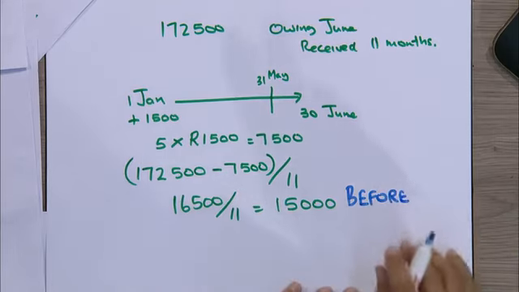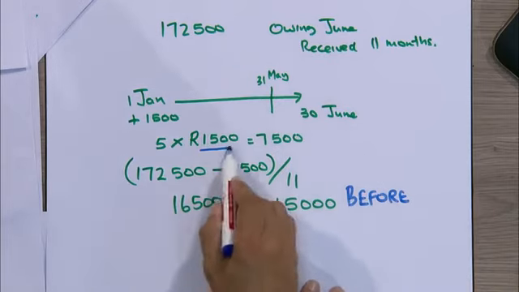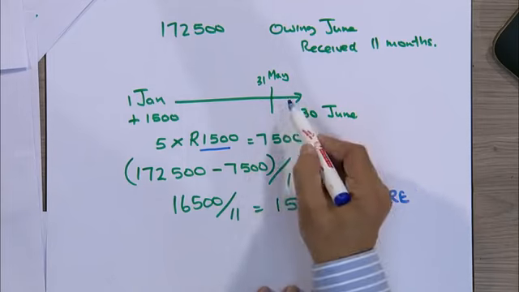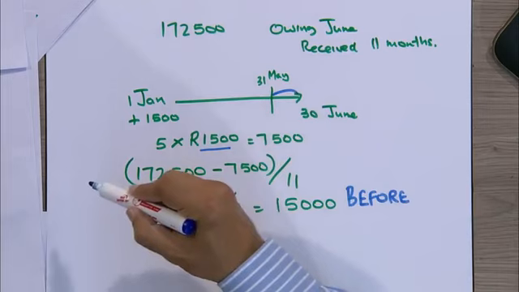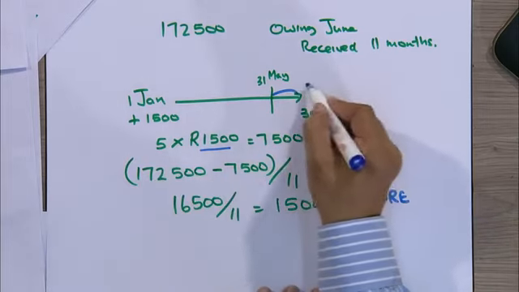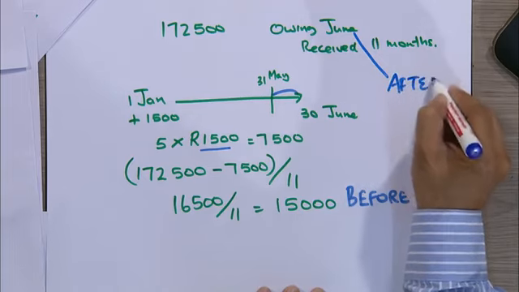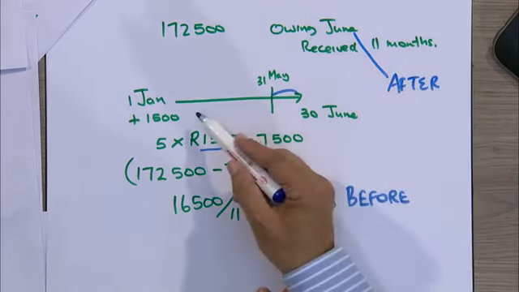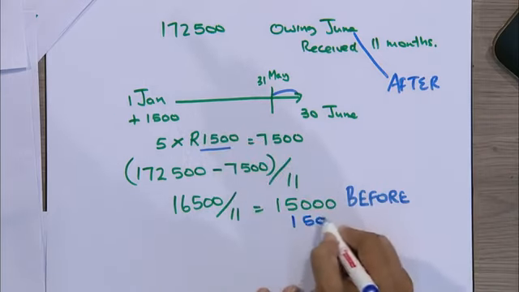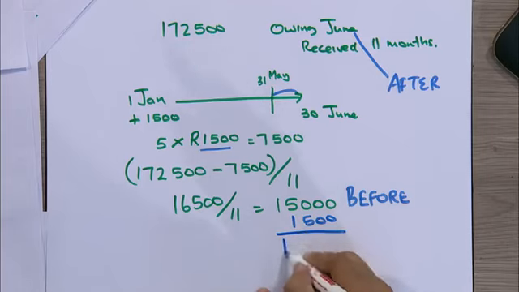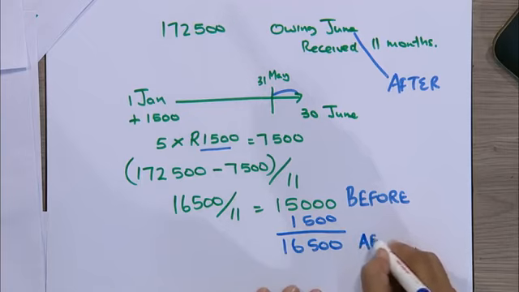The 15,000 is the rent before the increase. And remember, the rent increased by 1,500. So I need to know this portion here, is it the rent before the increase, or is it the rent after the increase? So the amount for June is clearly the amount after the increase, because the increase happened in January. That means I will have to add an extra 1,500. So I'm getting 16,500. This will be the amount after the increase.